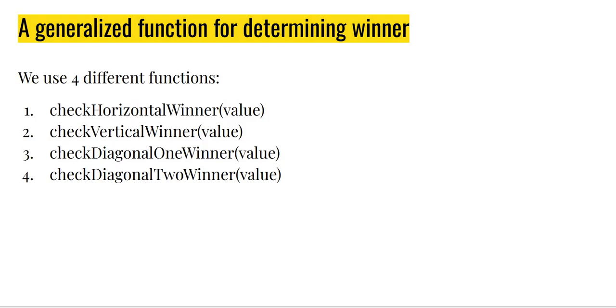We can combine all these four winning functions into a single function. Recall, we have four functions, four ways we can win. So we have functions to check horizontal winner, vertical winner, diagonal one winner, and diagonal two winner. In fact, as we'll see in this video, we can combine them all into a single function because that then makes the code a lot neater.